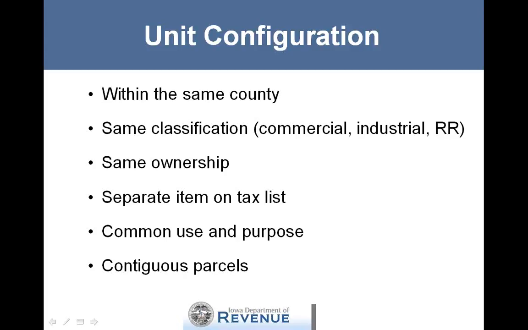We have a common use and purpose. So we have properties within the same jurisdiction, we have the same classification, we have exactly the same ownership. Separate items on a tax list, the properties are used for the same use and purpose, and they can be contiguous. We're going to talk just a little bit more about contiguity in just a second. But we wanted to review, these are the components that define what is a unit.